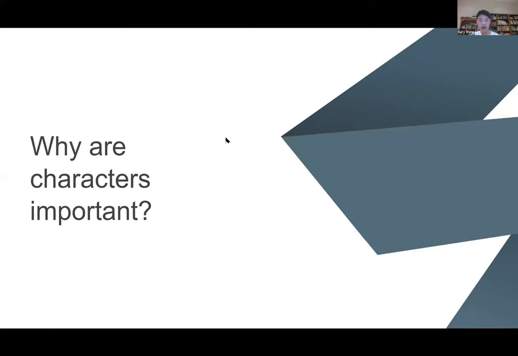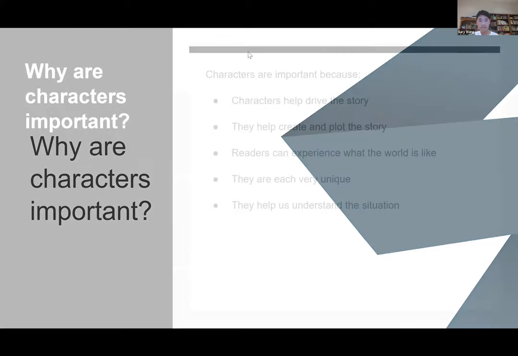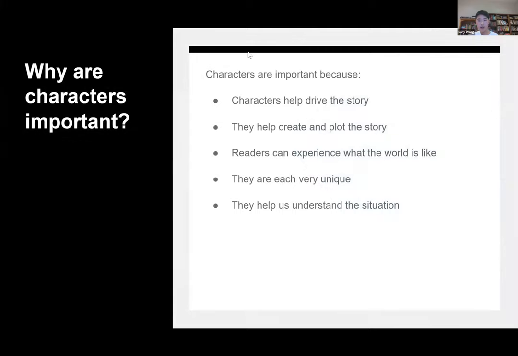So why are characters important? Characters are important because they can help drive the story. They can help create and plot the story. They help the readers experience the world. They are very unique and they help us understand the situation. So let's go through these one by one.